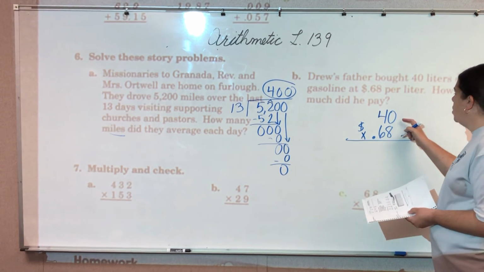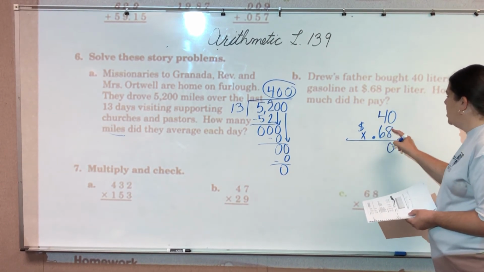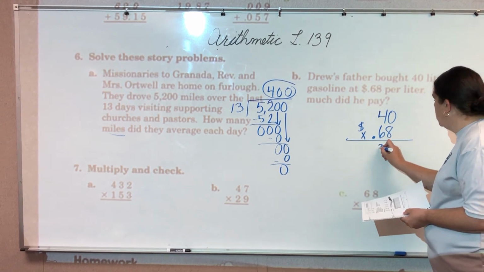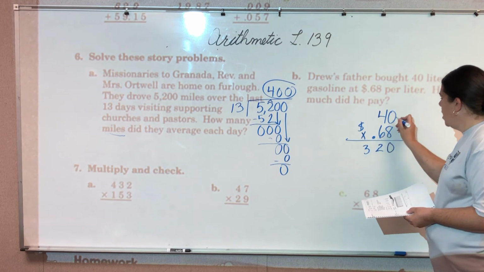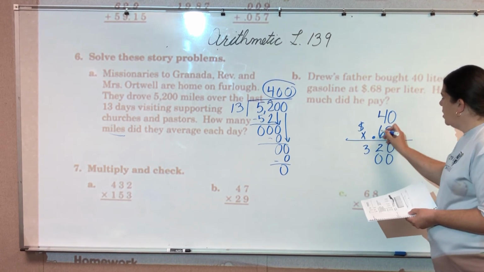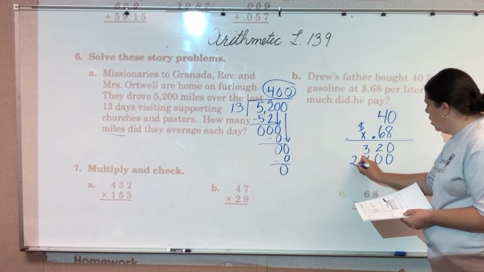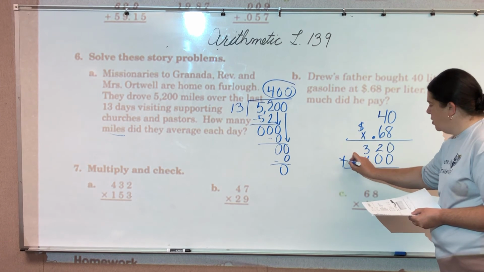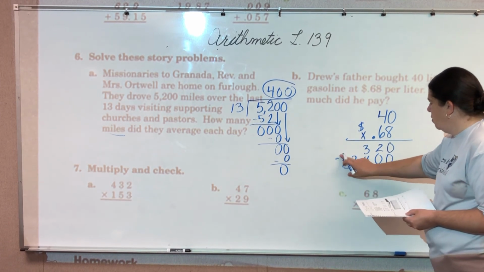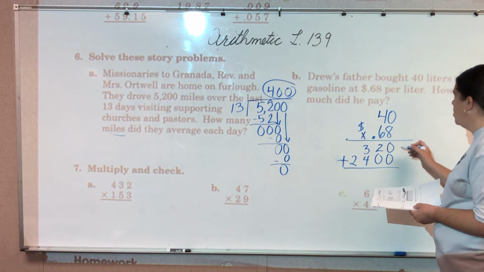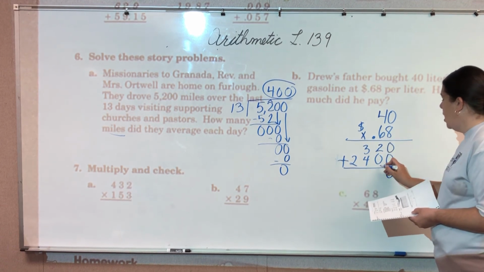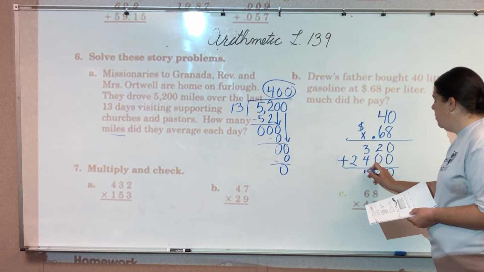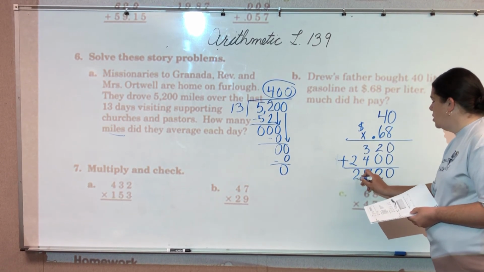Very good. 0 times 8 equals 0. 4 times 8 equals 32. 6 times 0 equals 0. 6 times 4 equals 24. Okay? Now, we're going to add these two together. Let's add those two together. 0 plus 0 equals 0. 2 plus 0 equals 2. 3 plus 4 equals 7. And 2 plus nothing equals 2.